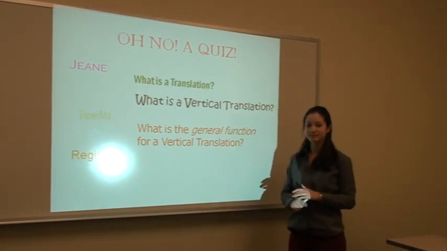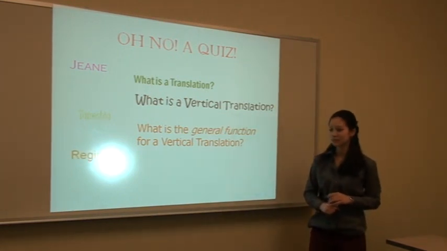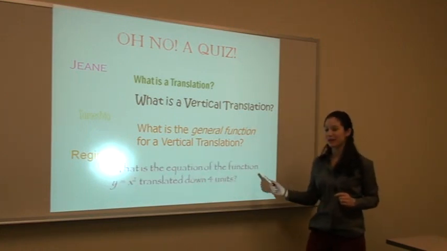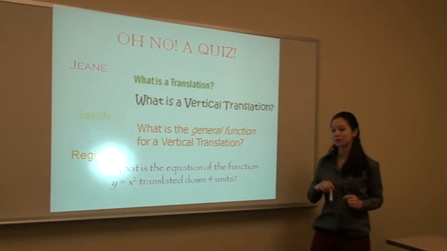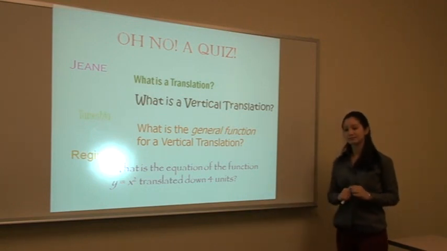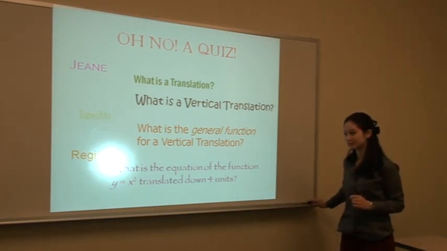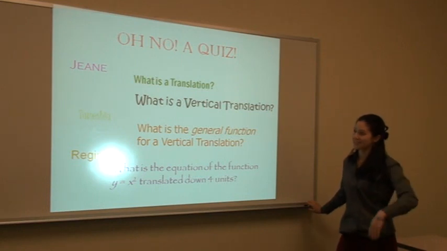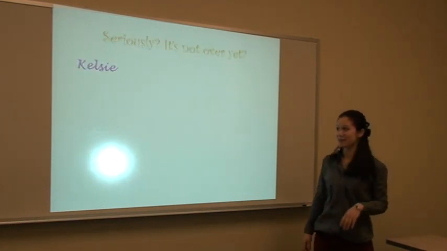Regina. You have to hit it again. What is the equation of the function y equals x squared translated down 4 units? Y equals x squared minus 4. Very good. I was going to ask if somebody agreed, but then I just said very good, so I just sort of gave it away. All right, next slide. It's not over yet.